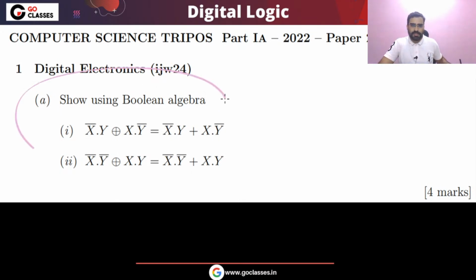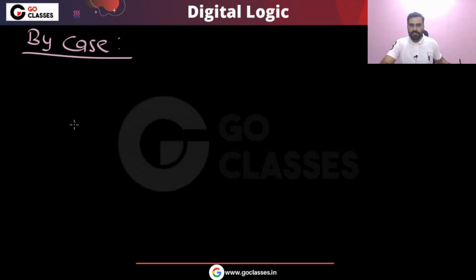In this question we have to show, using Boolean algebra, that these two are equal. What is the best method? We have already done many questions on this method in the class. The best method is the by case method. Many questions we have done, and this is the best method to solve this question.